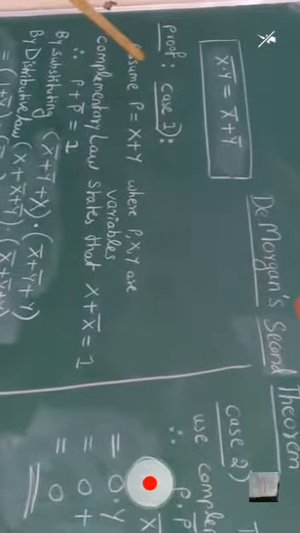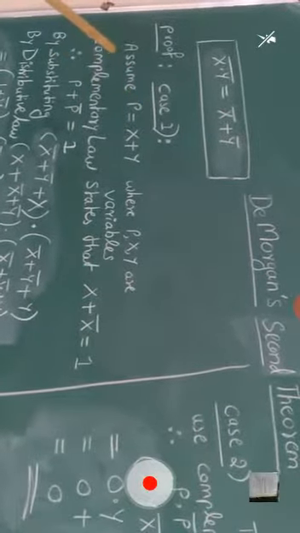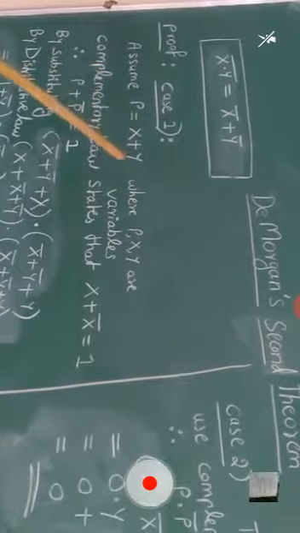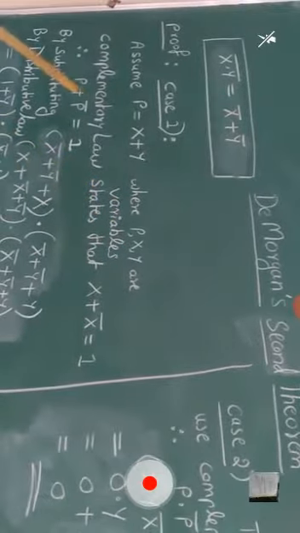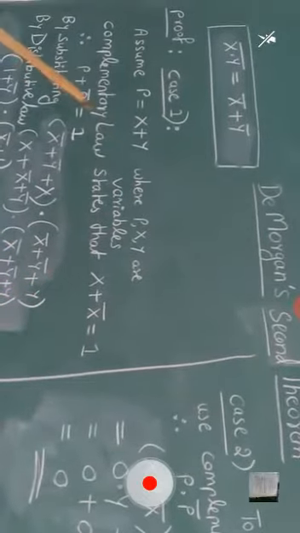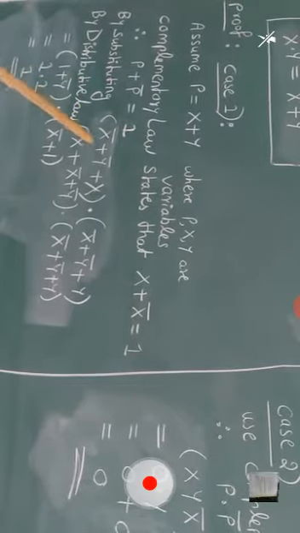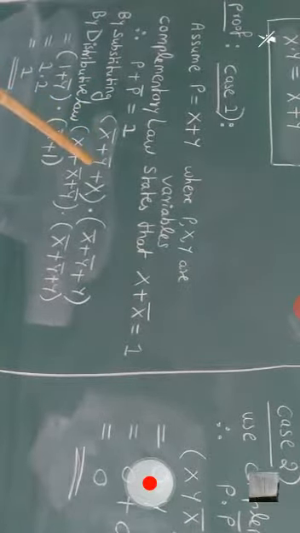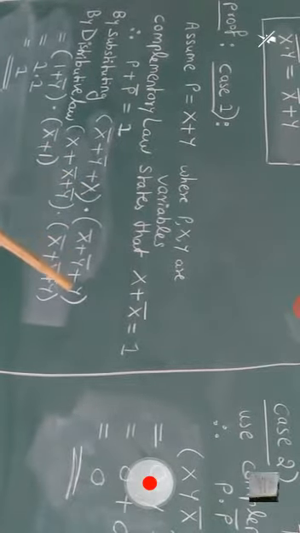So similarly, as we have done in the first theorem, first we will consider our case 1. We are going to assume that p is equal to x plus y, where p, x, y are our variables. By the complementary law, which states that x plus x bar is equal to 1, hence p plus p bar is going to be equal to 1. Okay, so what I will do is substitute, instead of p, whatever we have assumed, we are going to substitute the values.